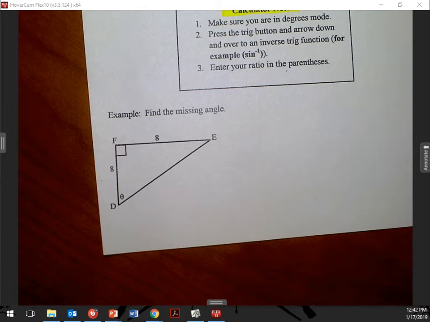Where am I starting this at? Theta. What is my reference angle? Theta. So I'm going to start this at theta. It's called theta, and I always start at theta.